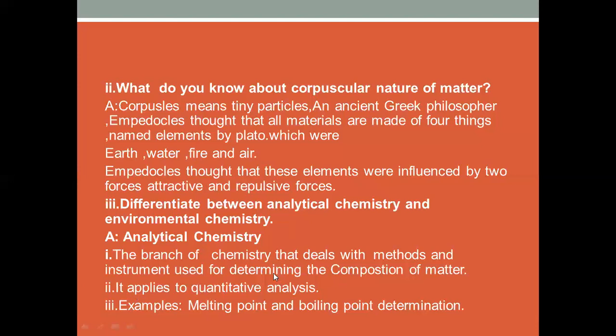So in analytical chemistry, we apply quantitative analysis. We find out the percentage composition of a compound. It means how much percent of each element is present. And I told you we use a method for quantitative analysis, combustion analysis. Examples of analytical chemistry are melting point determination, boiling point determination. We do these experiments and then we find out the melting point and boiling point. So these are the examples of analytical chemistry.